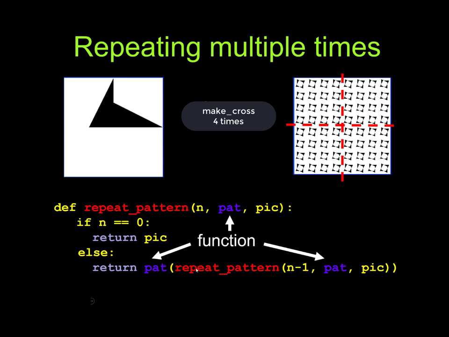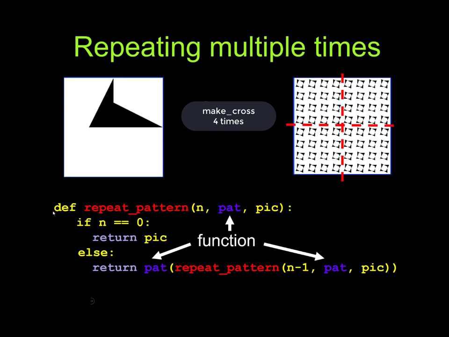to make up to be n times. When this function is called with n equal to 0, that means there's no operation to act upon the picture. That is, we want to do this pattern on this picture 0 times. Then you just simply return the picture itself. This is also the so-called terminating condition of a recursive function.